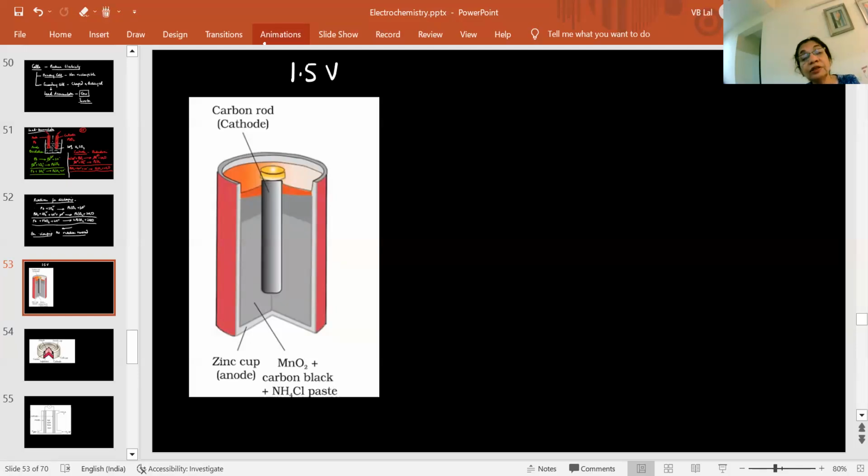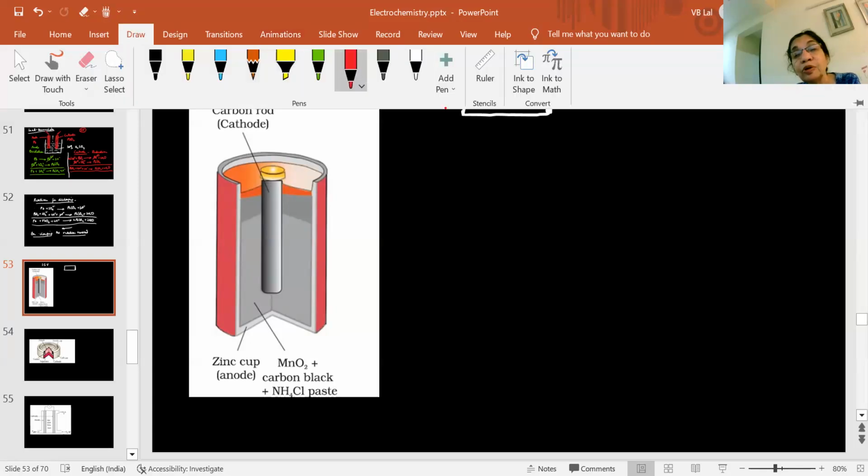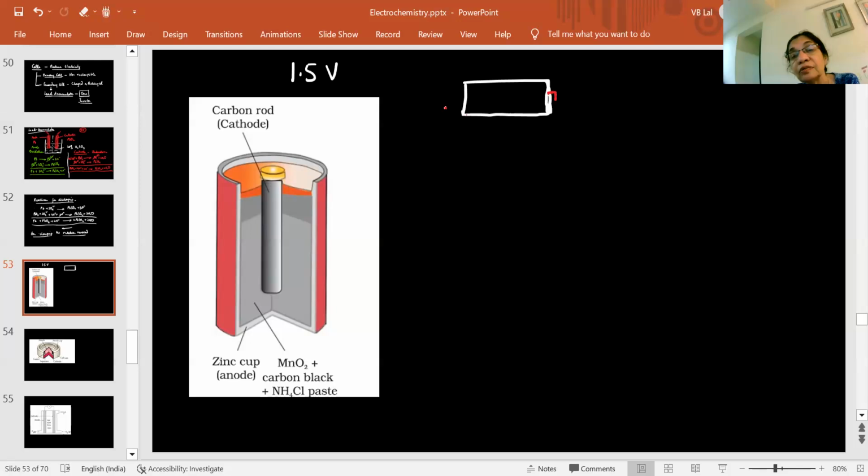Now here, it has an external jacket, which is a zinc cup. The anode is the zinc. And in the center of this, you have a carbon rod, which acts as the cathode. There is a metal cap on the top of the cell. If I draw it horizontal like this, this is the way the cell looks. And here on the top, there is a red cap sort of thing in the center.